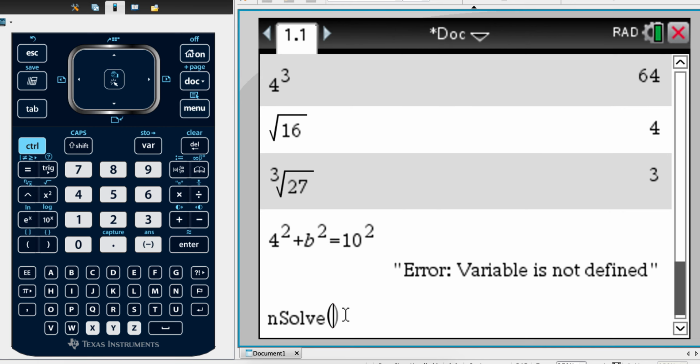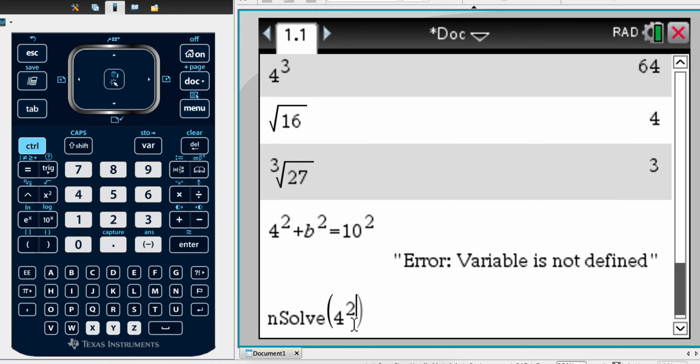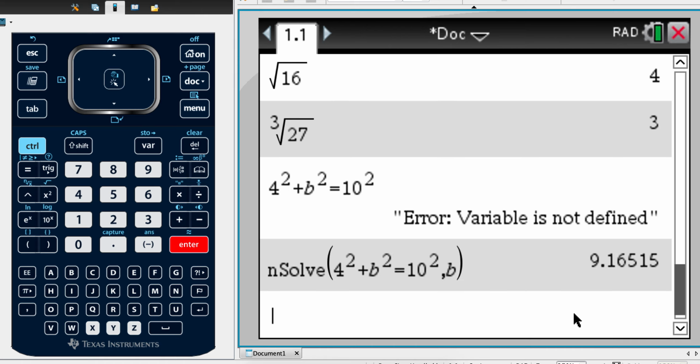And we can use this for percentages, for compound interest, simple interest, anything where you're rearranging it to find an unknown. And we can then type that same equation in, so 4 squared plus b squared equals 10 squared. And we need to remember at the end, we need to put comma, so that's the comma button down here, and the letter that I'm trying to find, so for example B, and then I press enter and it will give me my answer for the unknown.